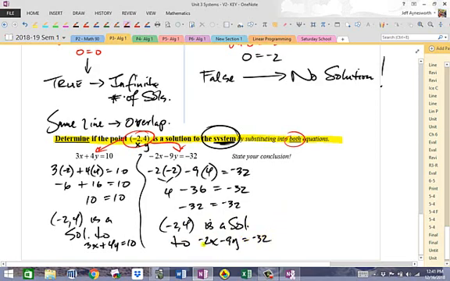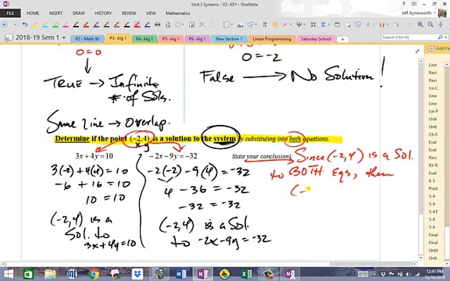So since it was a solution to both, okay, here we go. This is where the conclusion comes in. Since -2 comma 4 is a solution to both equations, to both, I'm going to bold this, okay, to both equations, then, all right, our test point, -2 comma 4, is a solution to the system as a whole, okay?